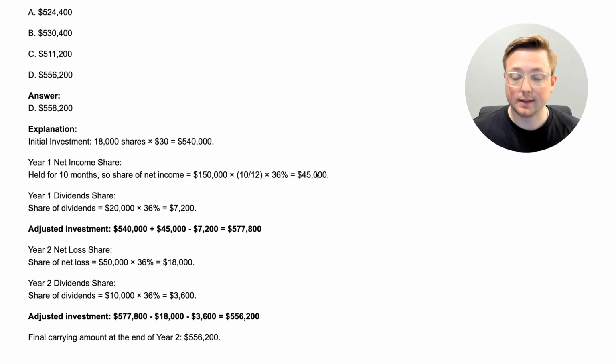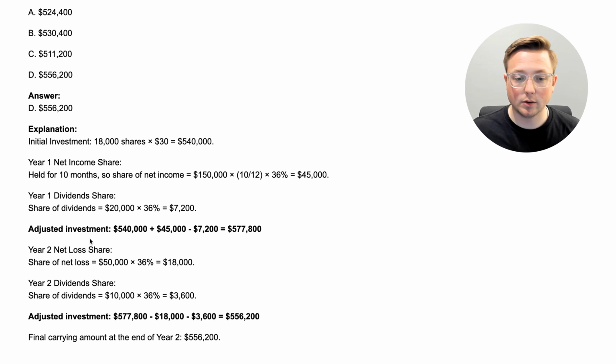So we're going to be adding that to the investment, but then there are the dividends that they also received. Their share of the dividends was just the 36% of the $20,000 of dividends. The reason this one doesn't take into account the 10 out of 12 months is because dividends are usually given at the end of the year anyway, so it's just based off of the percentages at that time. Whereas the net income is affected by how long they had the investment, because if the income was gained fairly evenly throughout the year, there are 2 months where that net income definitely wouldn't have been attributed to the investor.